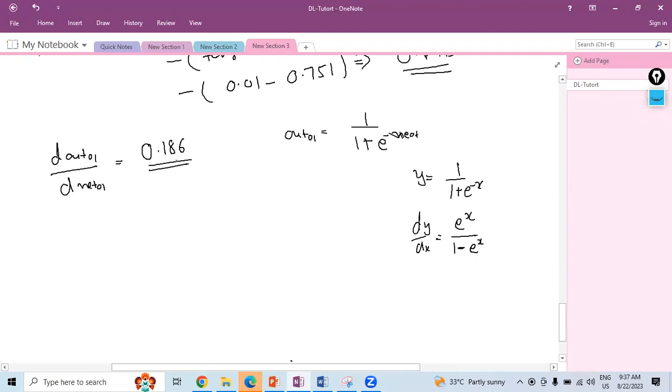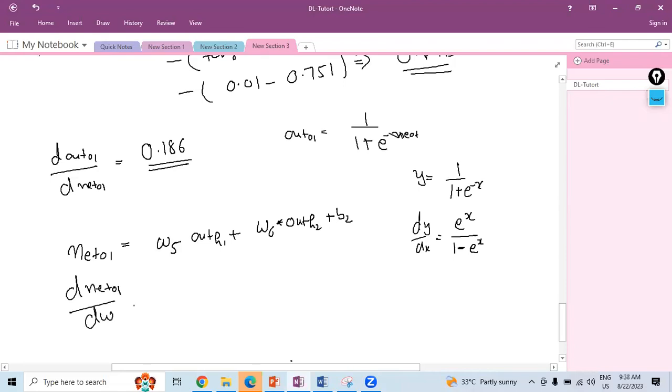So this is my E out by E net. Similarly, I have to do my net O1, which is W5 into out H1 plus W6 into out H2 plus B2. Can you please tell me the derivative of net O1 with respect to DW5?